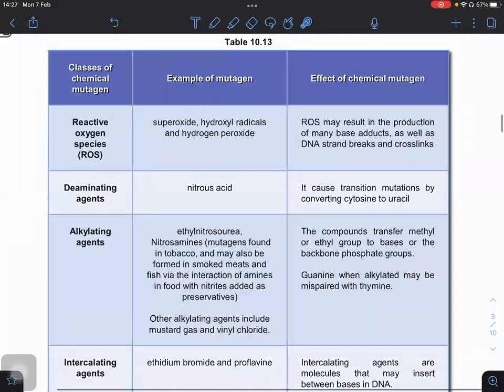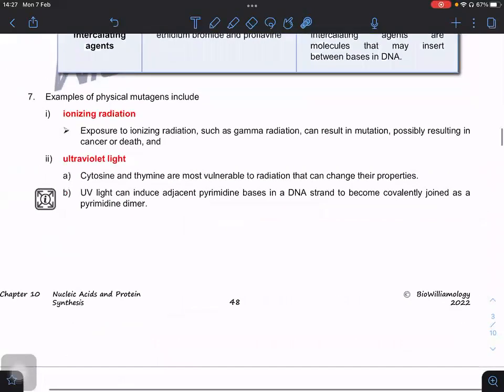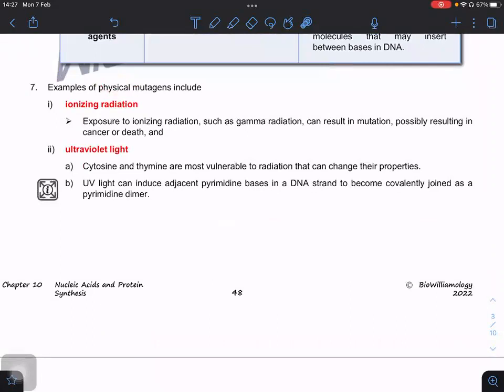So the first class of the mutagen is termed chemical mutagen. The second class of the mutagens is known as the physical mutagen. So this one, I think you guys are familiar with. When we talk about X-ray, gamma ray, okay? Those are the ionizing radiations, and UV. So those are the physical mutagens. They have the ability to damage our DNA and cause the mutation to take place, okay?